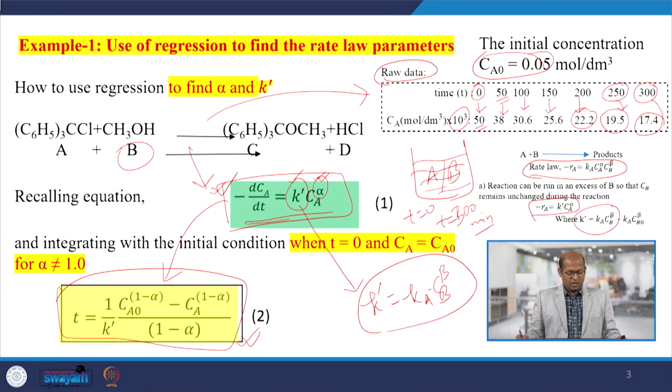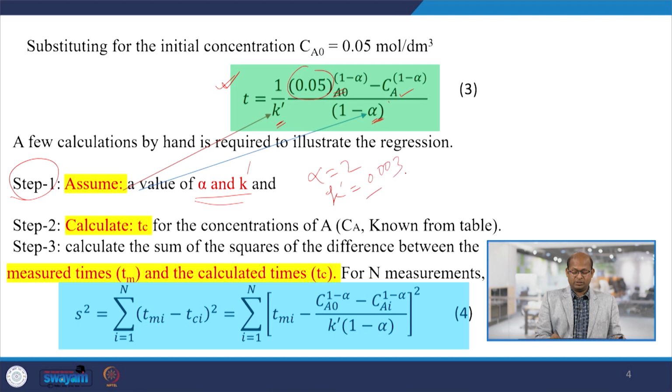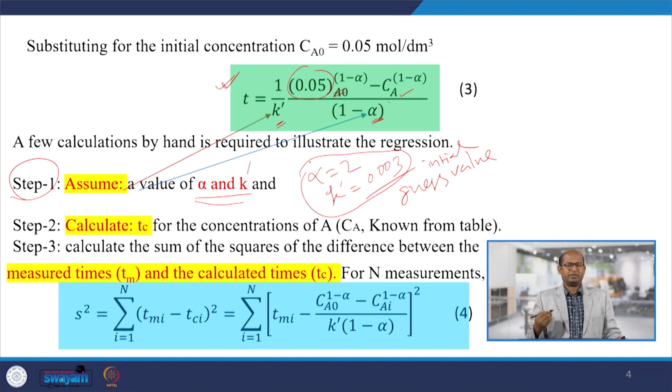Now C_A0, the initial concentration, is known, that is given, so we can substitute it here. Then these are the unknowns, k prime and alpha. So, step by step we will solve these equations. In step 1, first we have to assume some values of alpha and k prime. Alpha, let us say, 2, and k prime maybe 0.003. That is an initial guess value that we are assuming. We are expecting that the rate constant may be like this and the order may be like this.